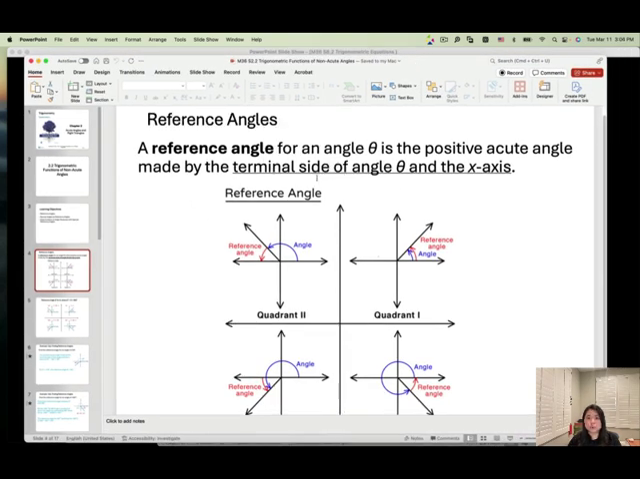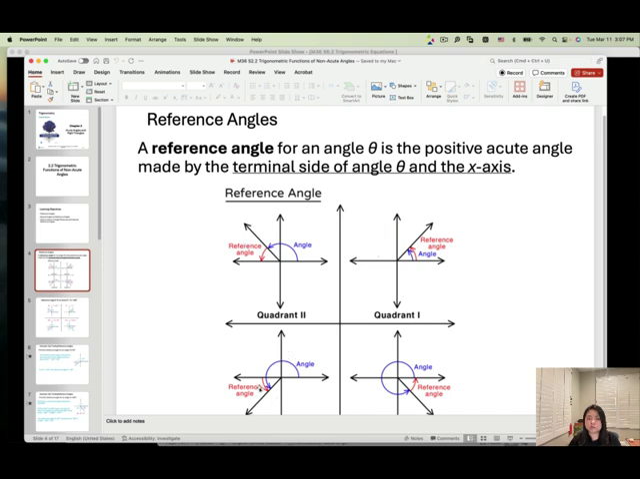A reference angle for an angle theta is the positive acute angle made by the terminal side of angle theta and the x-axis. For example, in quadrant 1, your reference angle will be next to the x-axis, so angle theta will be equal to the reference angle. In quadrant 2, the reference angle will be next to the x-axis. So this is going to be my reference angle. If we know the reference angle and want to find the angle theta, what are you going to do? You're going to use 180 minus the reference angle.